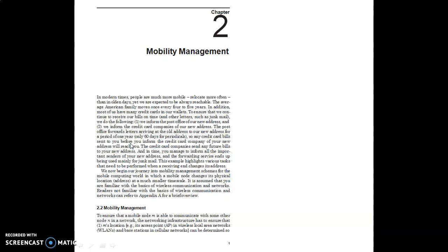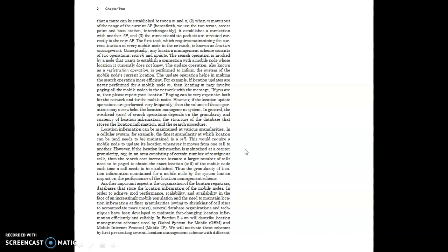To ensure that a mobile node M is able to communicate with some other node N in a network, the networking infrastructure has to ensure that M's location in wireless local area networks and base stations in cellular networks can be determined so that a route can be established between M and N. And when M moves out of the range of the current access point, it establishes a connection with another access point, and the connection or data packets are rerouted correctly to the new access point.